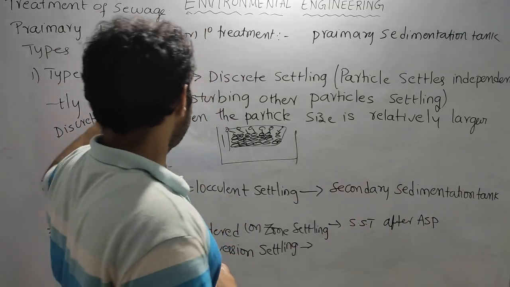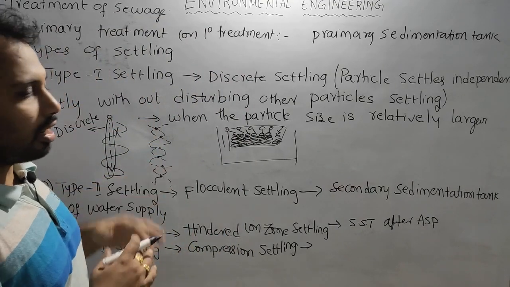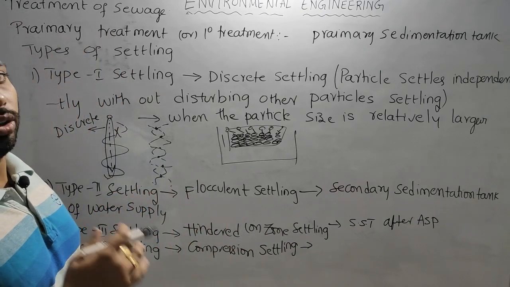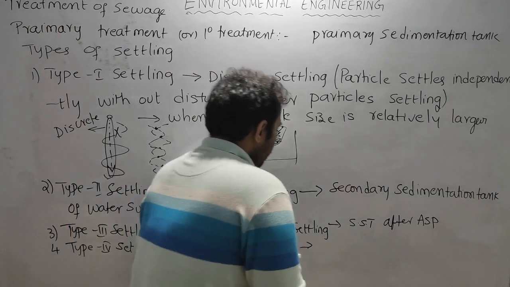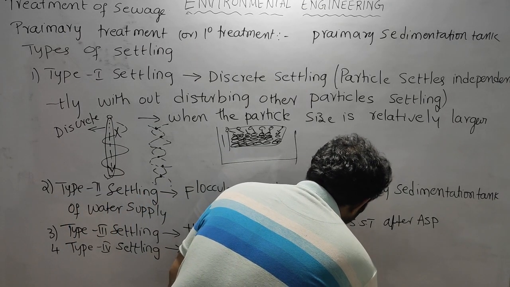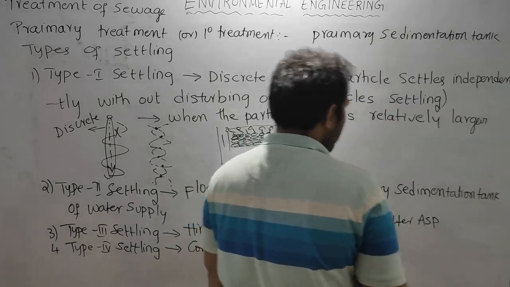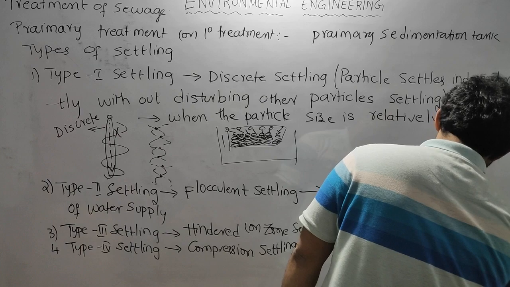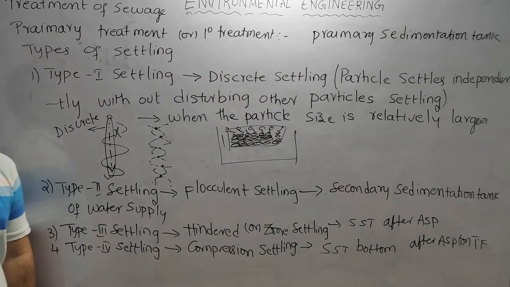At the top you will see hindered settling. After this hindered zone is completed, at the bottom zone where the sludge is accumulating, all the particles are accumulating into the sludge zone. There you will observe this kind of compression settling. So we observe compression settling at the bottom of the secondary sedimentation tank, after ASP or trickling filter, anywhere.